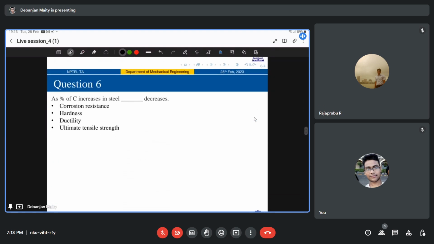This is a simple question: as the percentage of carbon increases in steel, what decreases? Hardness increases, ultimate tensile strength increases, of course corrosion resistance also increases. So as the percentage of carbon increases, you are sacrificing ductility in your structure, correct?